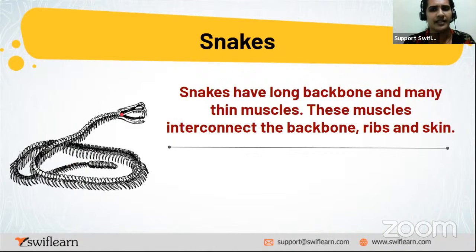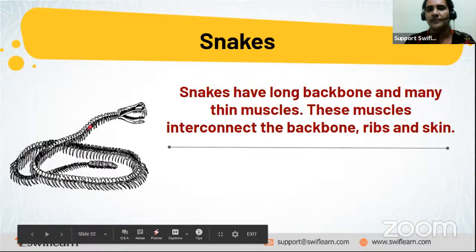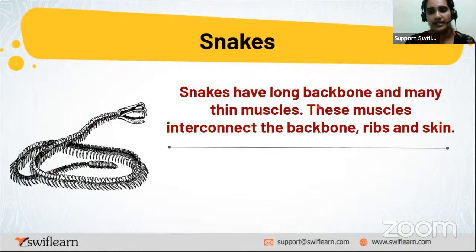How many vertebrae are there? Can anyone say? Do you remember that? Yes, 33 vertebrae are there. Like that, you can see it in the snake also. There is the head region, the tail portion you can see, and the other region, and how it is arranged. Very nice to see. Snakes have a long backbone and many thin muscles. These muscles interconnect the backbone, ribs, and skin.